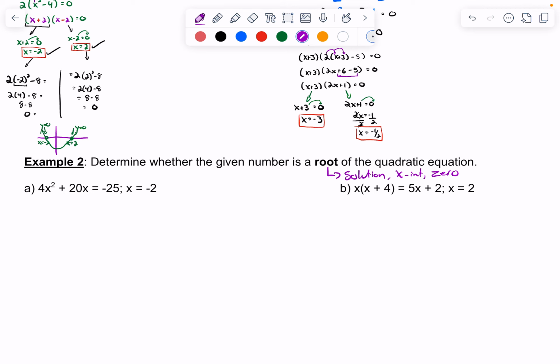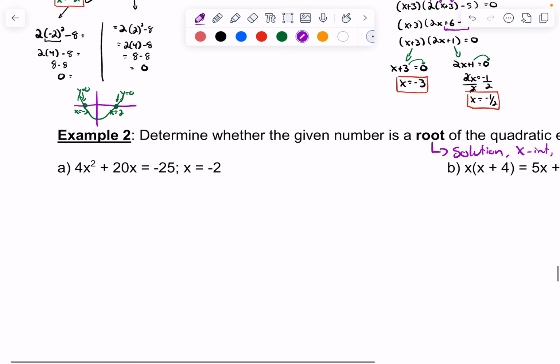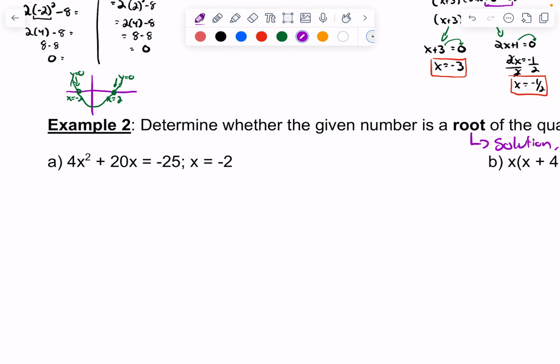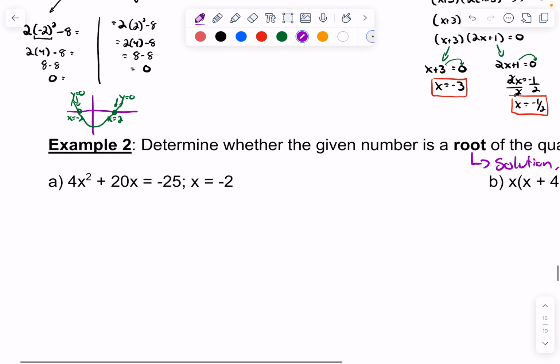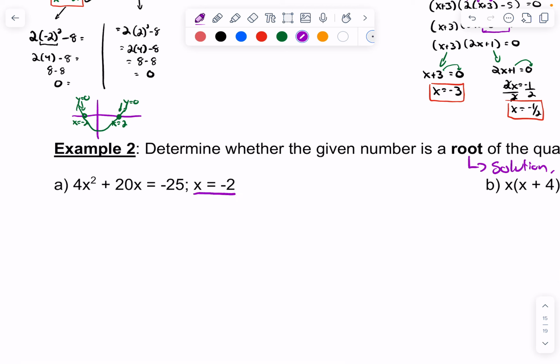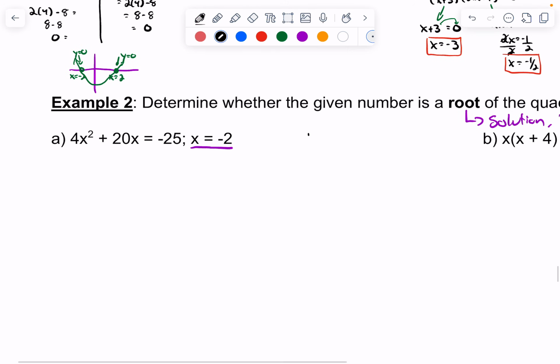So if you think about the definition of something being a root, in the context of this problem right here, example 2a, this question is saying, when x equals negative 2, is that a root? So big picture, what it's asking is, at an x value of minus 2, does this quadratic have a y-coordinate of 0? If it doesn't, then it is not a root, okay?